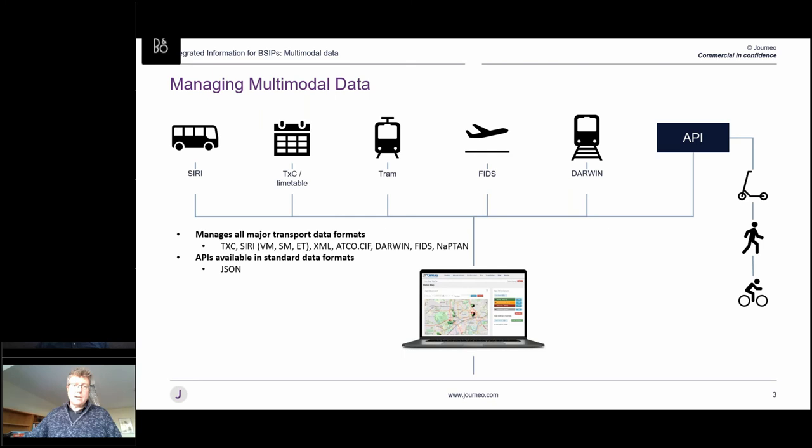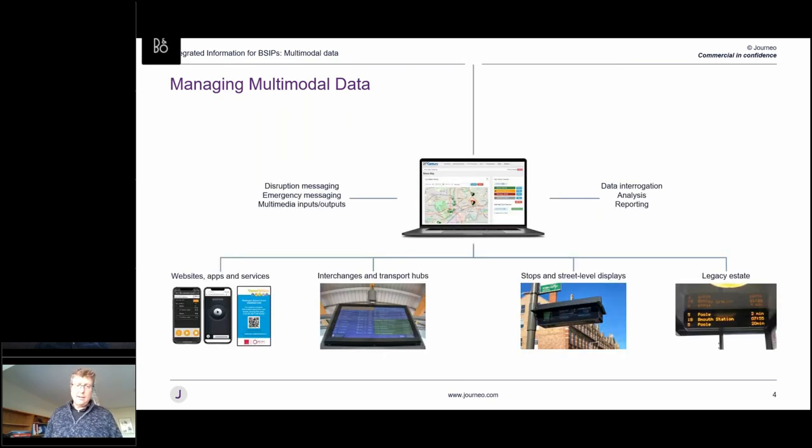So we're ingesting data from tram, flight information, rail data, of course, taking in Darwin feeds, and for a lot of our customers, APIs. So some of these different modes of transport we've been talking about, cycling and things, we will take that API and ingest that, blend it together and present that to different outputs.